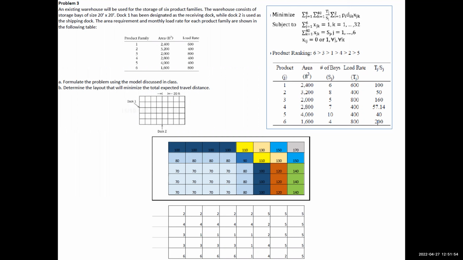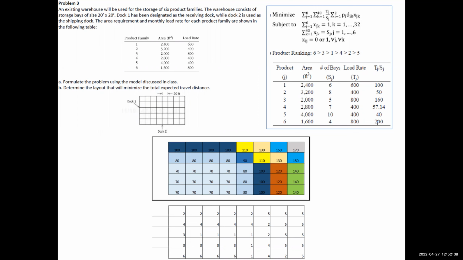You have an existing warehouse that will be used for storing 6 product families. The warehouse consists of storage bays that are 20 by 20. That's an important piece of information because you need it to compute the number of bays that you will need for each product. So 20 by 20 is 400 area. You need that number to compute how many bays will be needed for each product family. For example, for the first product, you have 2,400 area. If you divide that by 400, you will need 6 bays.